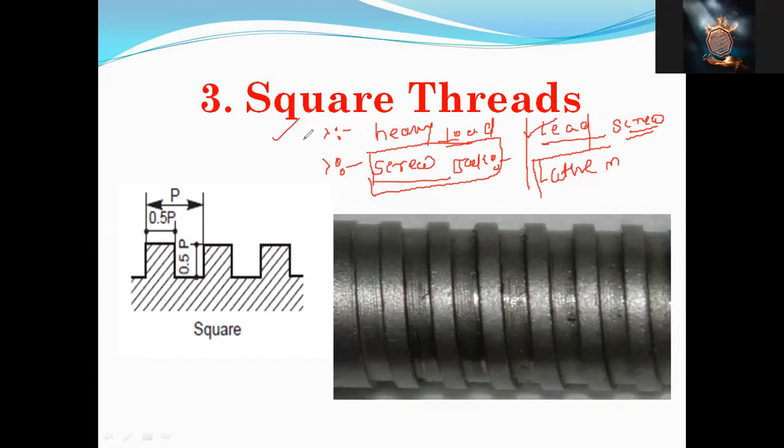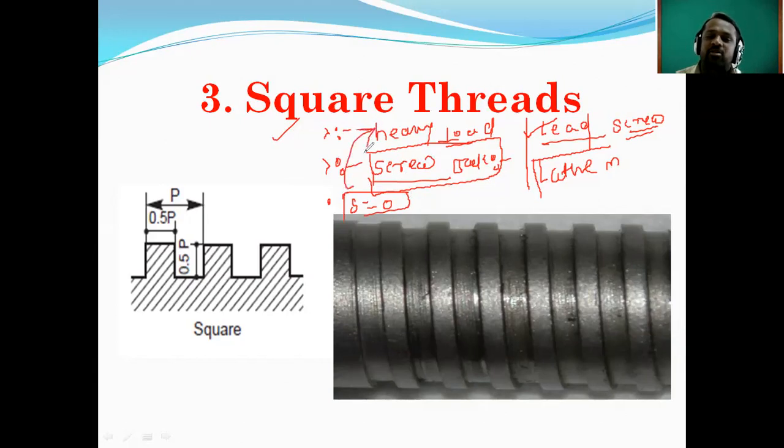Another important point is that in the square thread there is no slippage, means there is zero slippage. Why is there zero slippage? Because of the flanks. The flank angle is zero. Very correct. Because the flank angle is zero, it means it is straight, so there is no chance of slippage. So we are using it for heavy loads. Slippage is zero in square thread.